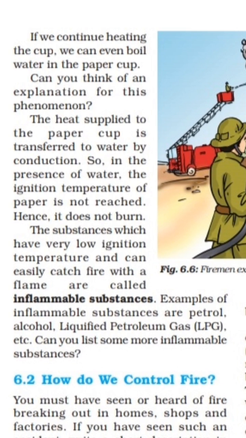Now see, it is already given here. The heat supplied to the paper cup is transferred to water by conduction. In chapter number 4, the heat chapter, we learned about the conduction method. Now see here, when heat is supplied to the paper cup which has water in it, what happened? When we provided heat to that paper cup, it was transferred to the water by the conduction method.